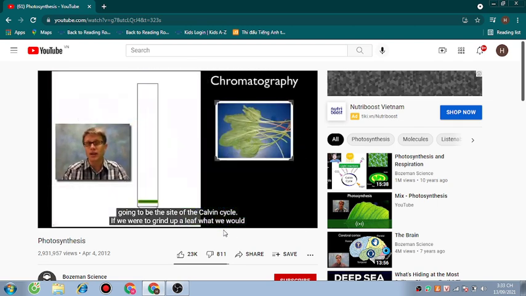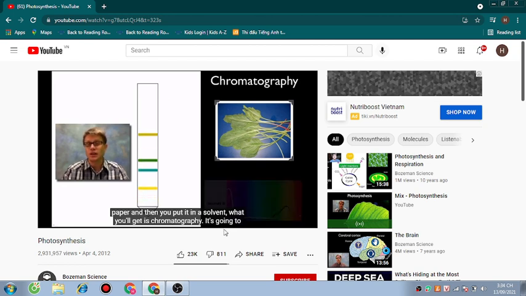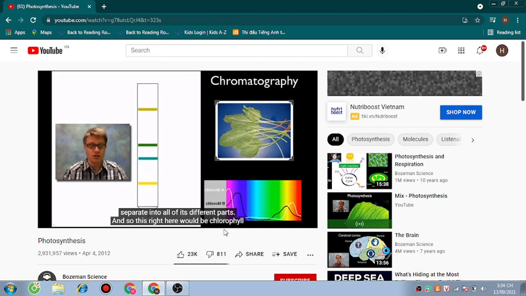If we grind up a leaf, what we would find is that there is not only one pigment, chlorophyll a, that does photosynthesis, but there are a number of them that are working together. And so if you grind up a leaf onto some chromatography paper and then you put it in a solvent, what you get is the pigments separating into all of their different parts. And so this right here is chlorophyll a and chlorophyll b, and this would be like carotene and xanthophyll, working together. You will see these other pigments in the fall when the chlorophyll moves back into the leaf and is reabsorbed.